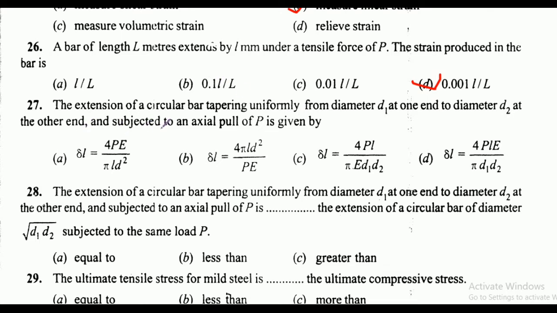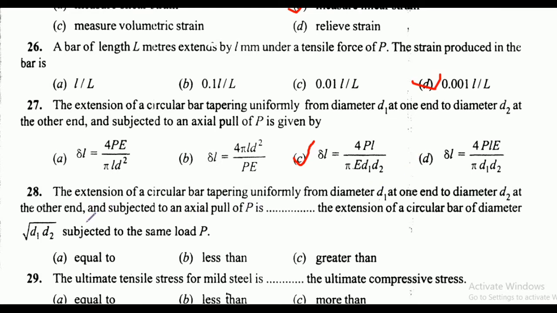The extension of a circular bar tapering uniformly from diameter D1 at one end to diameter D2 at other end and subjected to an axial pull of P is given by, here friends these are the options, and here correct answer is option C, that is delta L is equal to 4PL upon pi E D1 D2.